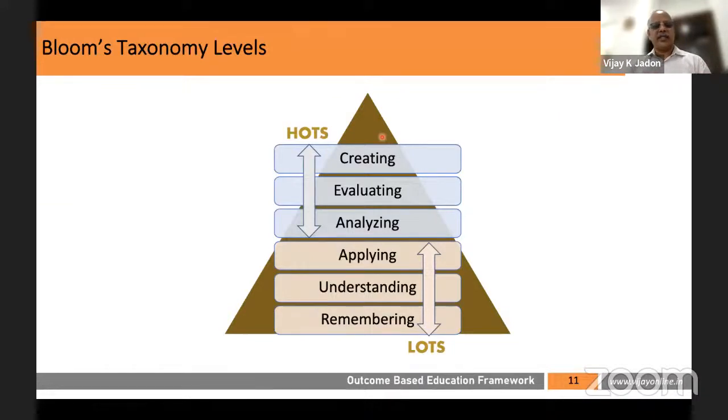The professionals we are producing should be good enough in higher order thinking skills, where they can analyze, evaluate, and create. Remembering, understanding, and applying, we are trying to make them obsolete. No doubt, at the back end, they should take a backseat, rather than be obsolete. They should take a backseat, and the higher order skills should come to the driving seat. That is only possible through good assessment planning.